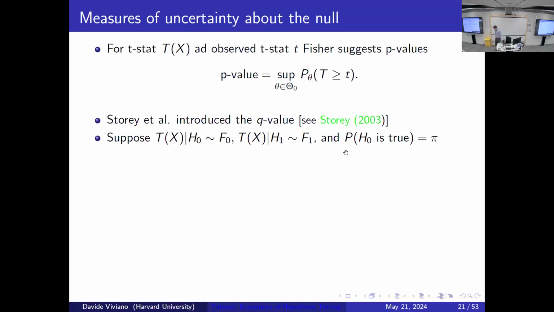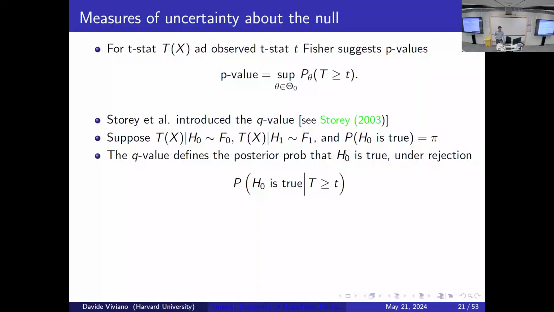And so think about the t statistic to be drawn from two different distributions. Under the null it is drawn from a given distribution F0, under the alternative from F1, and consider a prior on whether the true hypothesis is the null hypothesis. And now you can define the Q value to be basically the probability that your null hypothesis is true, conditional on observing a result which is as extreme as the one that you just observed.